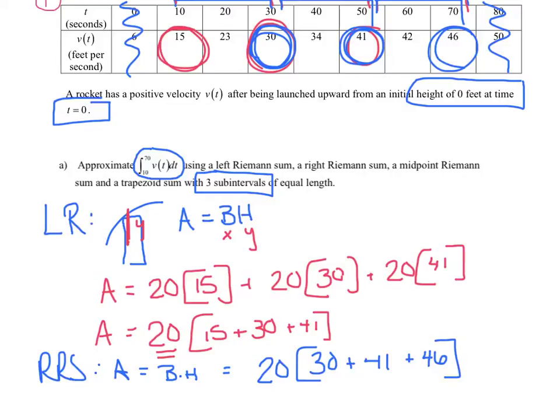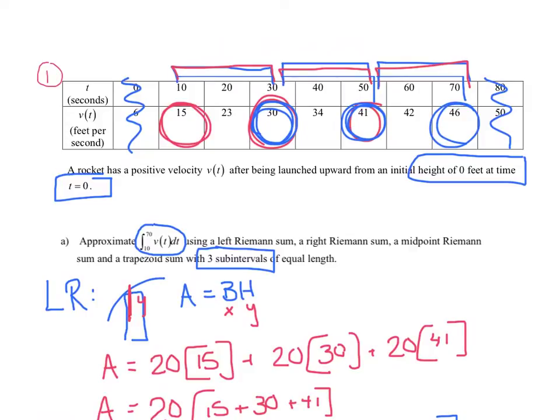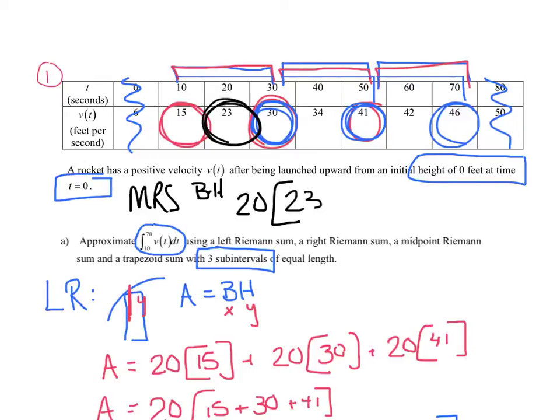The next one is a midpoint Riemann sum. I'm going to squeeze it in up here so we can see. My midpoint Riemann sum, again, is still a rectangle, so it's still base times height. And my bases, like we said, are all 20. This time, instead of grabbing the left side or the right side, make sure you grab the number in the middle. So it would be a 23, a 34, and remember I'm grabbing those heights, and a 42.